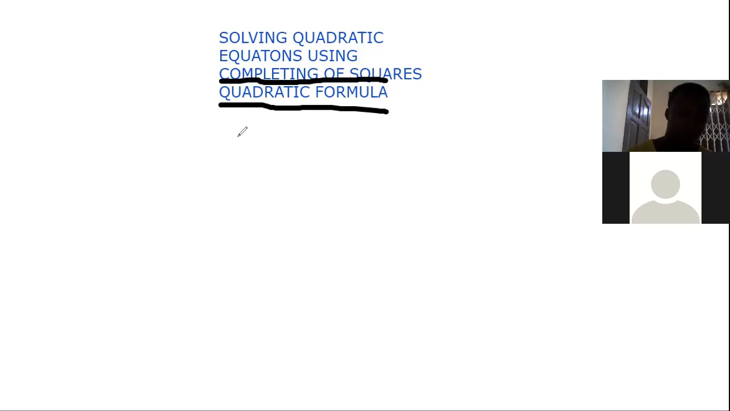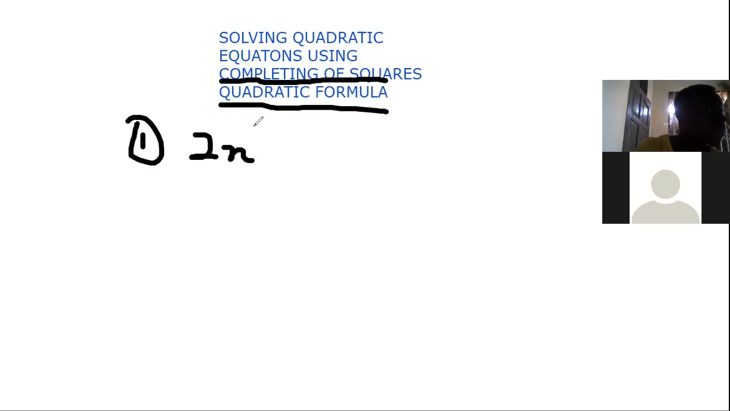Then you add to both sides the square of it, and we complete the squares. So let's try an example. This is a completing of squares, very simple. You already have an idea.